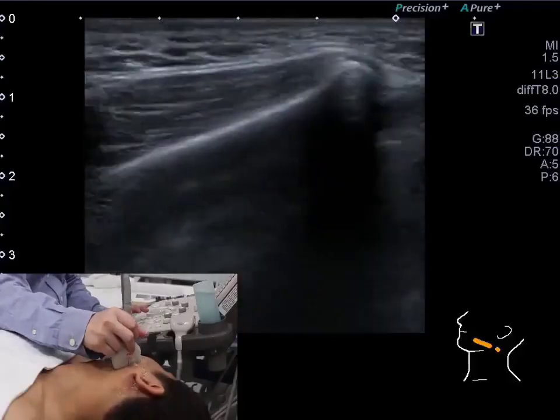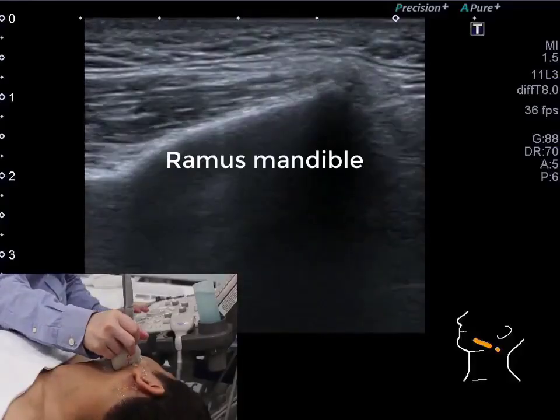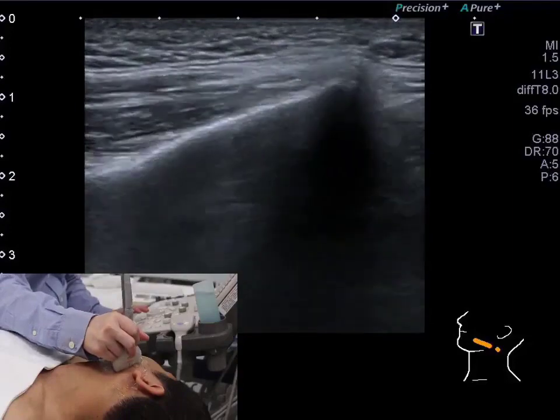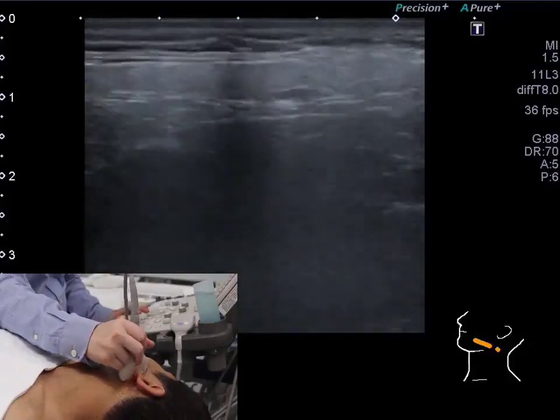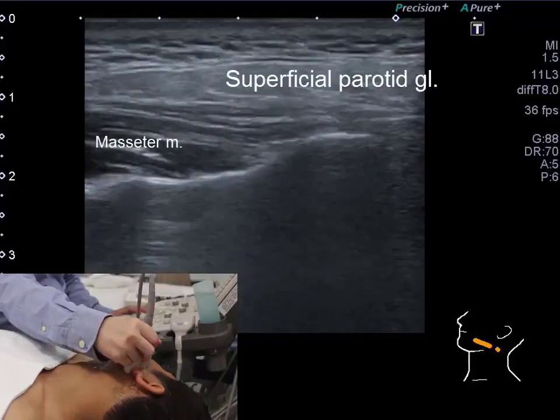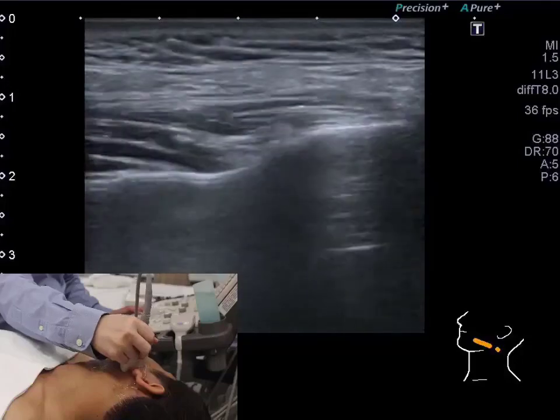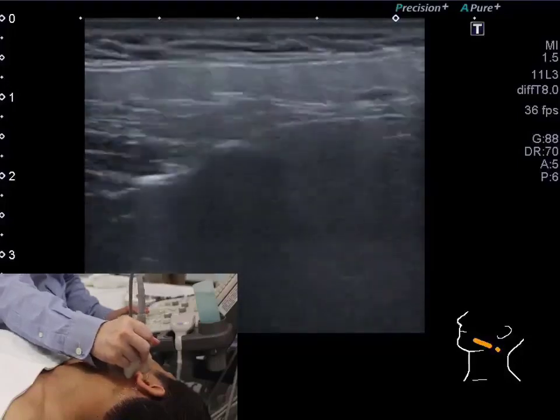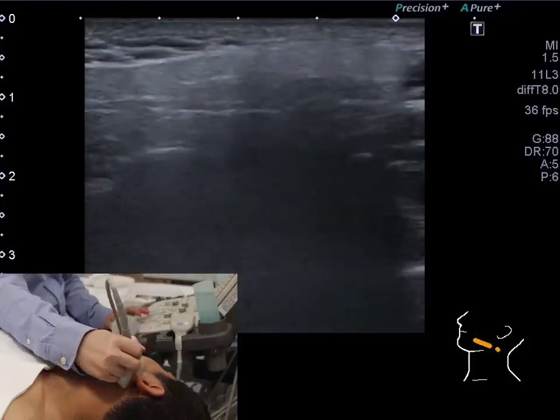Okay, let's start. We put the probe at the ramus of the mandible like this. We can observe the masseter muscle beneath the ramus, and then you scan up like this. You're going to see the superficial part of the parotid gland, superficial to the masseter muscle, and we scan up and down to see the parotid gland.